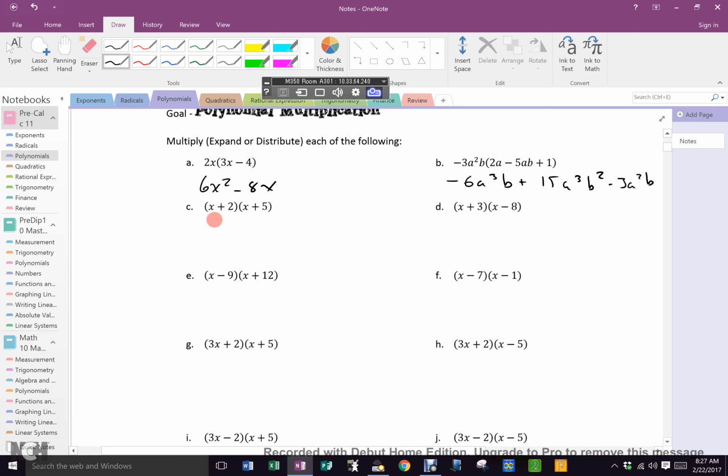Add the constants to get the linear term, multiply the constants to get the constant term. So this is x squared plus 7x plus 10. Add them to get the linear term, and multiply them to get the constant term. So this next one's going to be x squared minus 5x minus 24, and so on. Now that gums you up a little when you get to G and H.